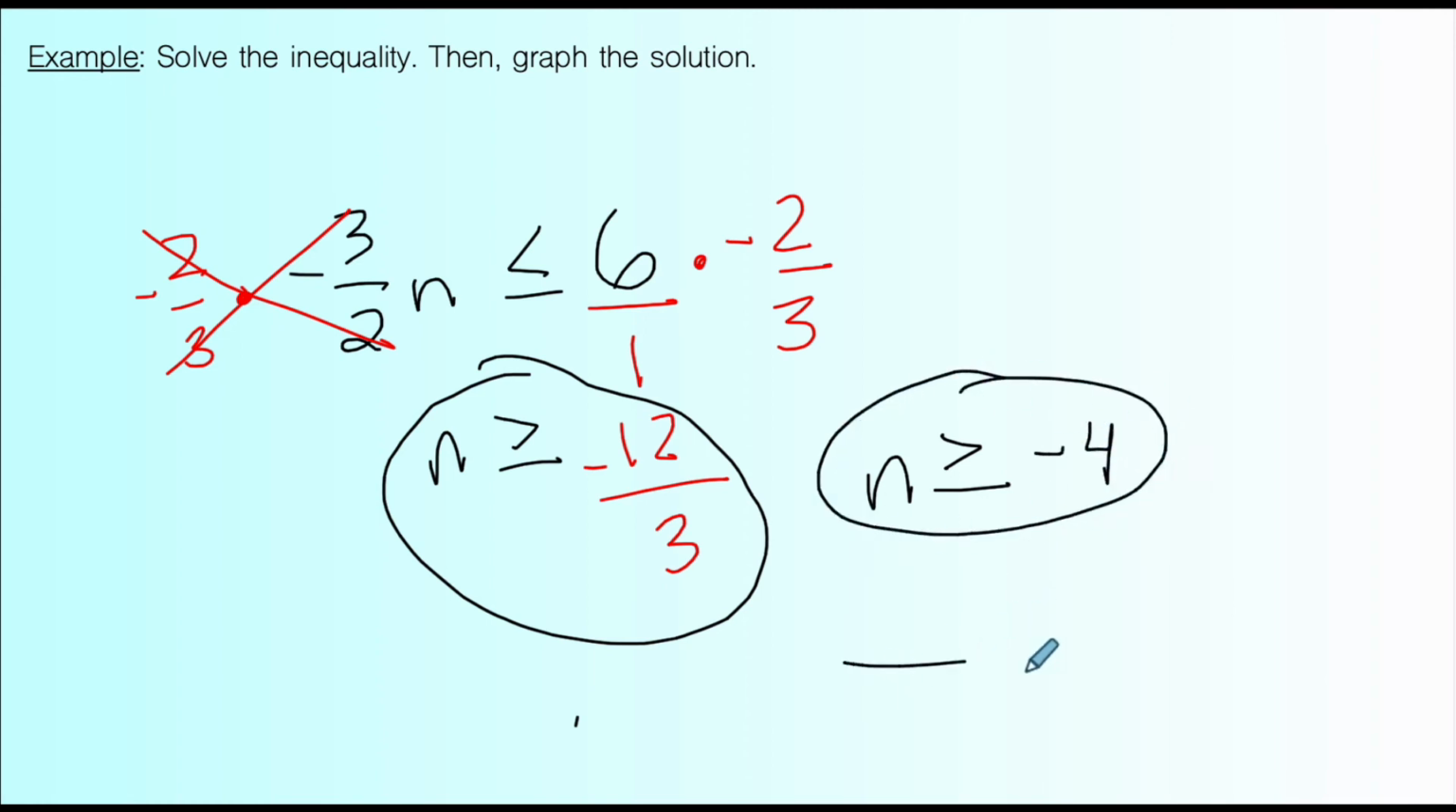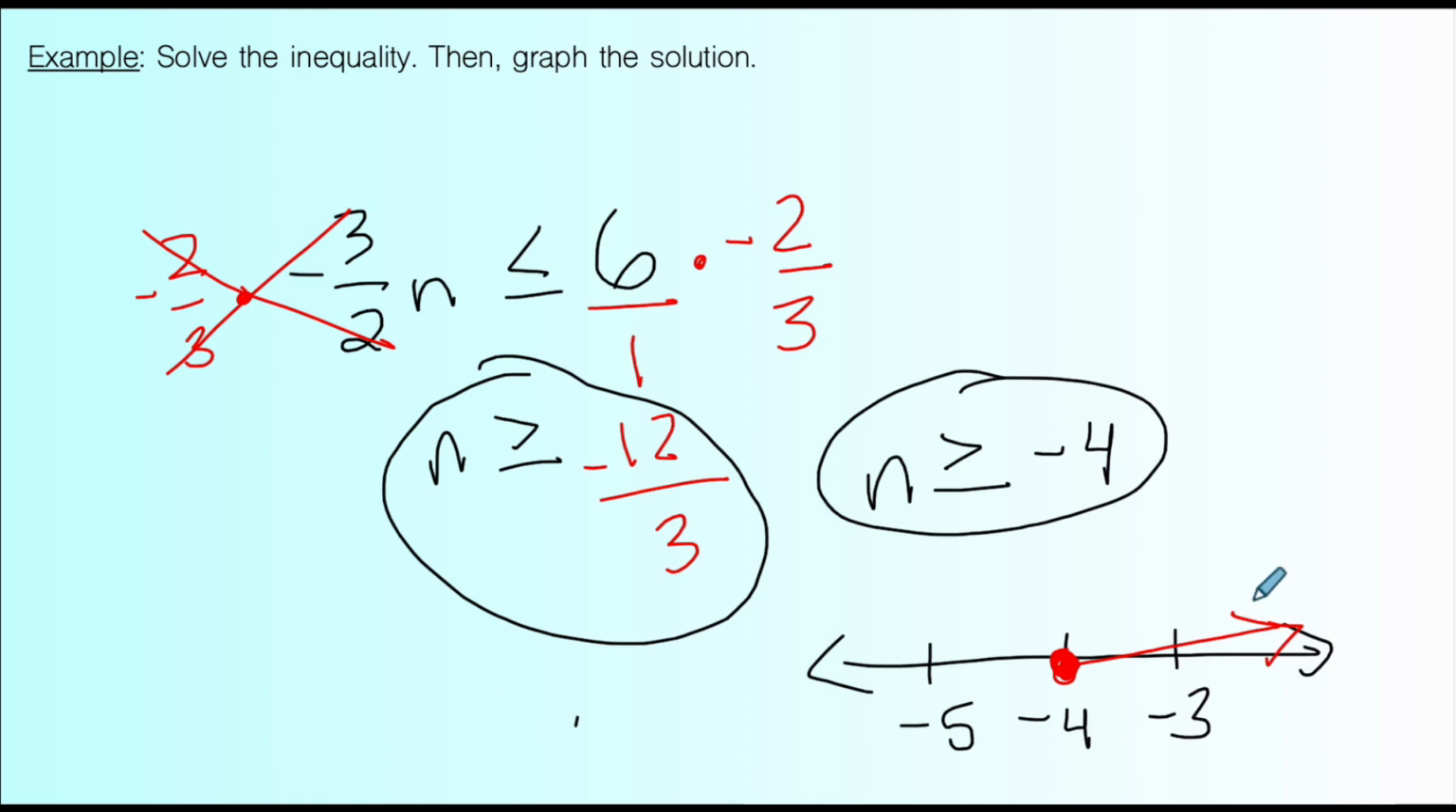And I think by now we all know what this looks like on a graph, but just in case, I'll do the graph. That's going to be a filled-in circle because it includes negative 4 as part of the solution set, and any number that's greater, which means my arrow is going to be pointing to the right.